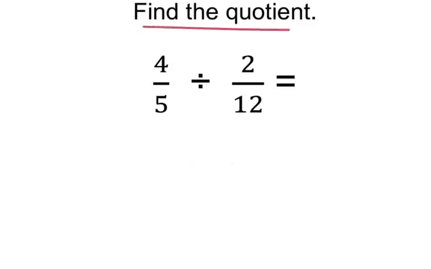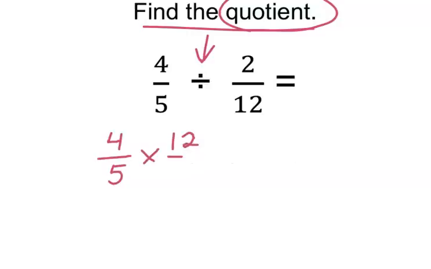Find the quotient. So we are dividing. Anytime we're looking for a quotient, we are doing division. And there we go. We have two fractions that we're dividing. So we're going to keep the 4 over 5. The division sign becomes a multiplication sign. And then we have a 2 over 12, which makes it 12 over 2.